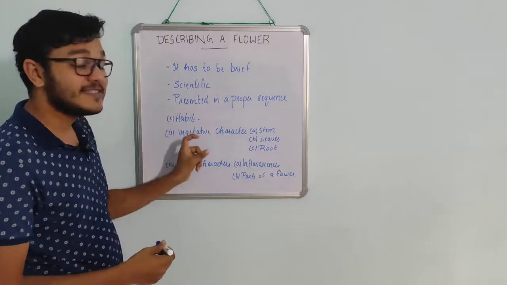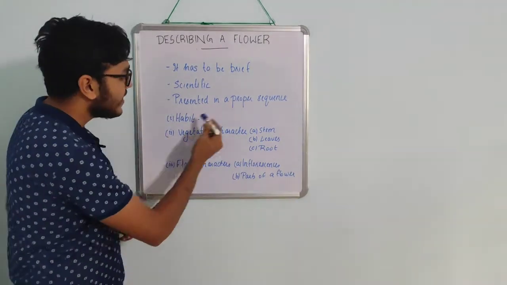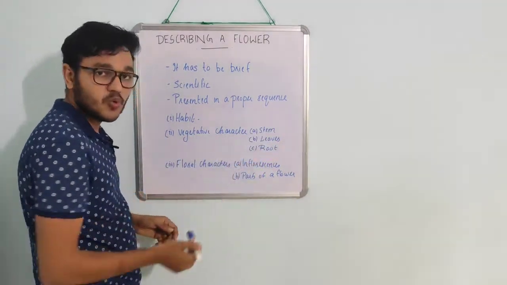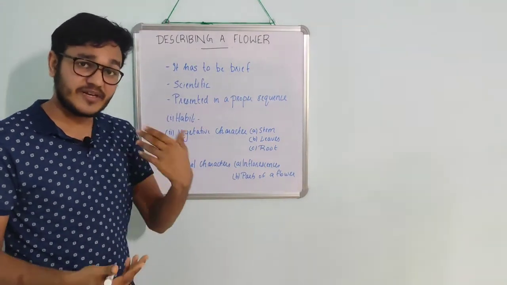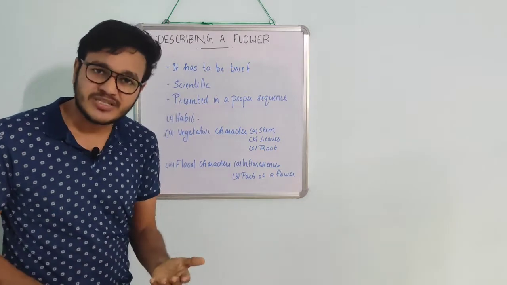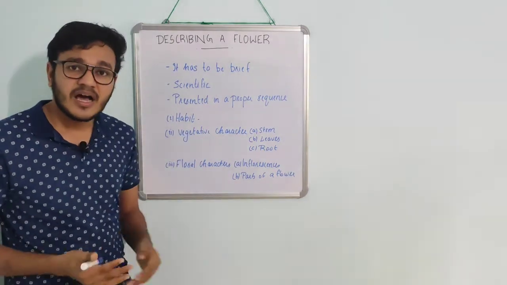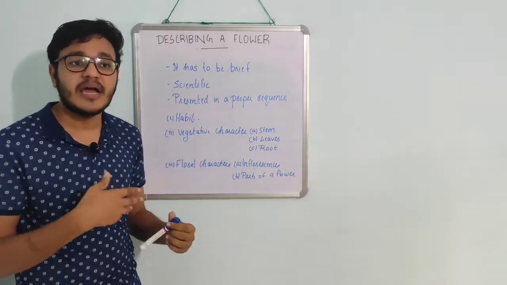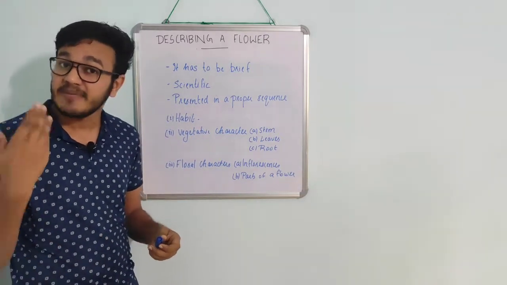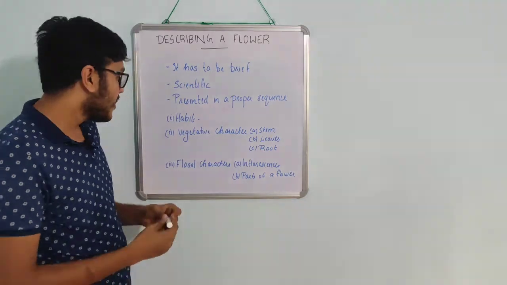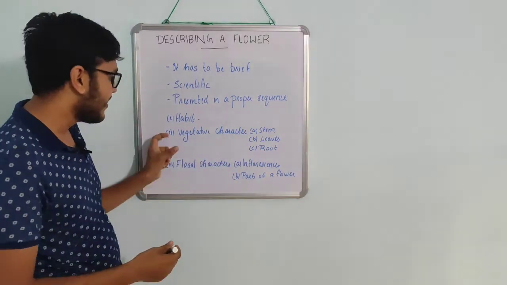Now, the second one is vegetative characters. The vegetative characters include stem, leaves, and roots. You need to mention which type of root, taproot or fibrous root. The stem, if it is woody or herbaceous, you should mention. And for the leaves, you should mention if it has reticulate venation or parallel venation. The type of phyllotaxy also should be mentioned. That is what is included in the vegetative characters.